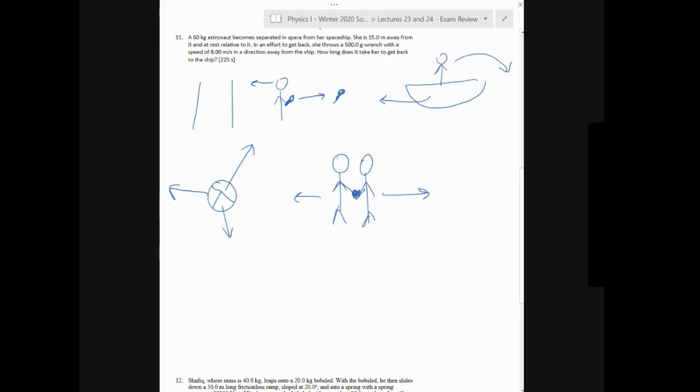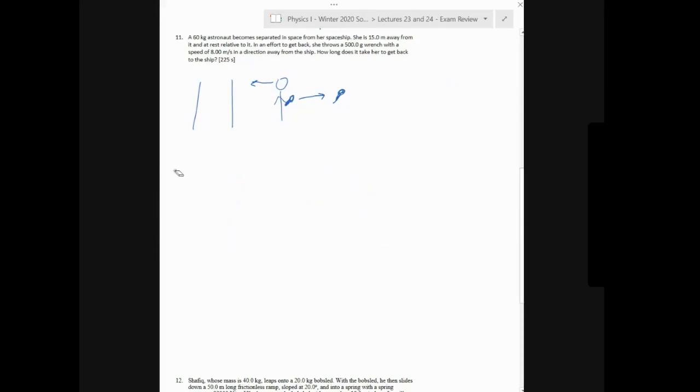That's a momentum problem. It's conservation of momentum. Initially, everything's at rest in all of these cases. So, assuming everything was at rest, one object goes in the positive direction, the other object goes in the negative direction. This is what's happening to the astronaut and her wrench. She throws the wrench forward, making her move backwards.